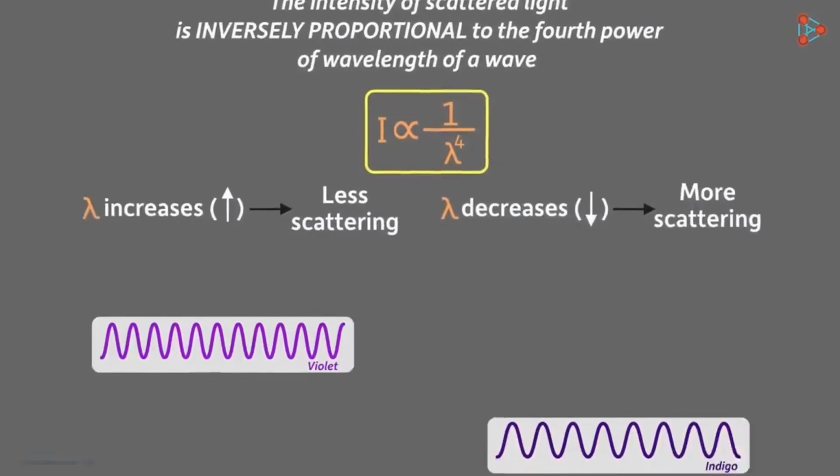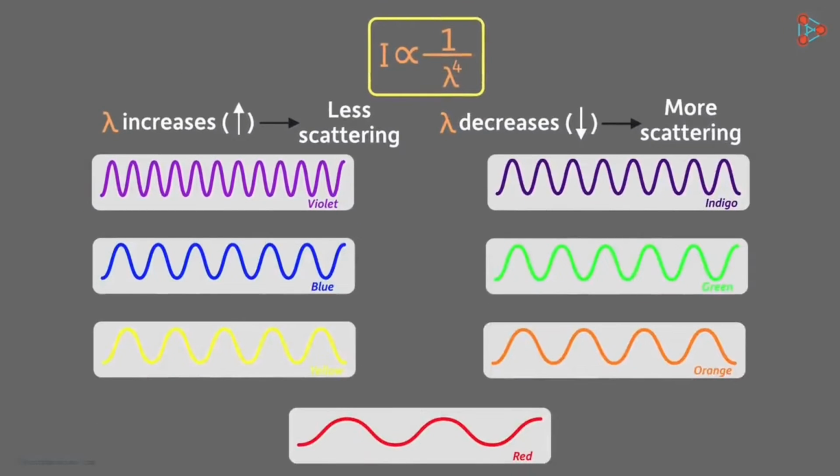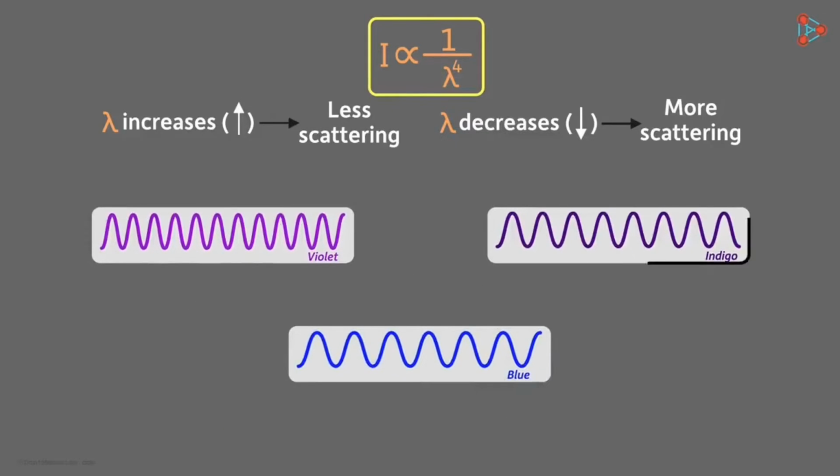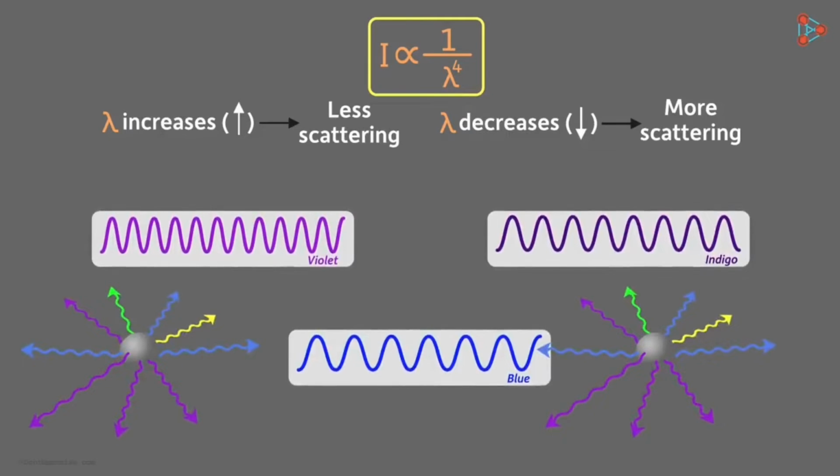So now, I want you to tell me, among the 7 colors of sunlight, which one will be scattered the most? Yes, the light of the color corresponding to the smallest wavelength will be scattered the most. So, blue, indigo, and violet light will be scattered most by these molecules of air. And when this light travels to our eyes, the sky appears blue to us.